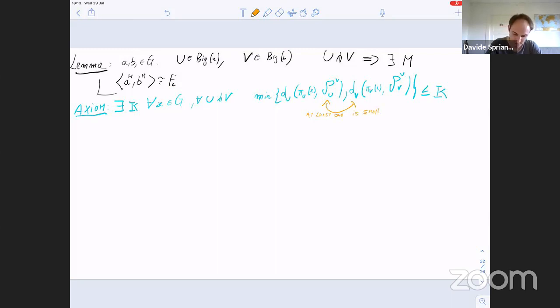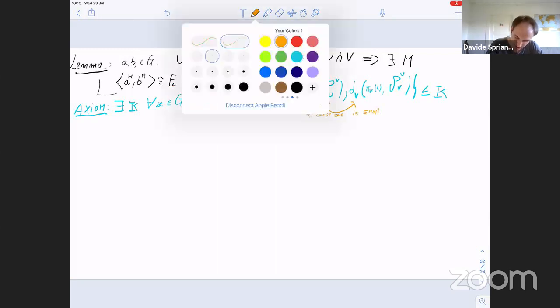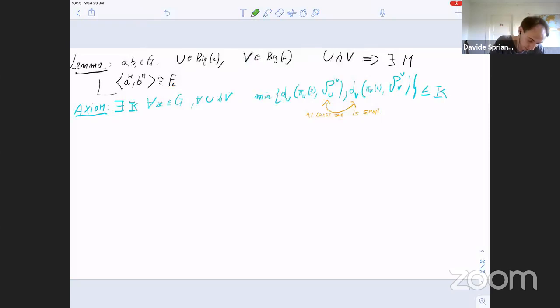Okay. So now that we have the axiom, we can define the set on which we are going to play ping pong. I'm going to define the set YU to be the set of X in G. Again, you think of group elements just as points, so G as a metric space, such that the distance in U between X, and here I really mean the projection, but just to avoid keeping the projection with me all the time, between X and the projection on U of V is bigger than K.